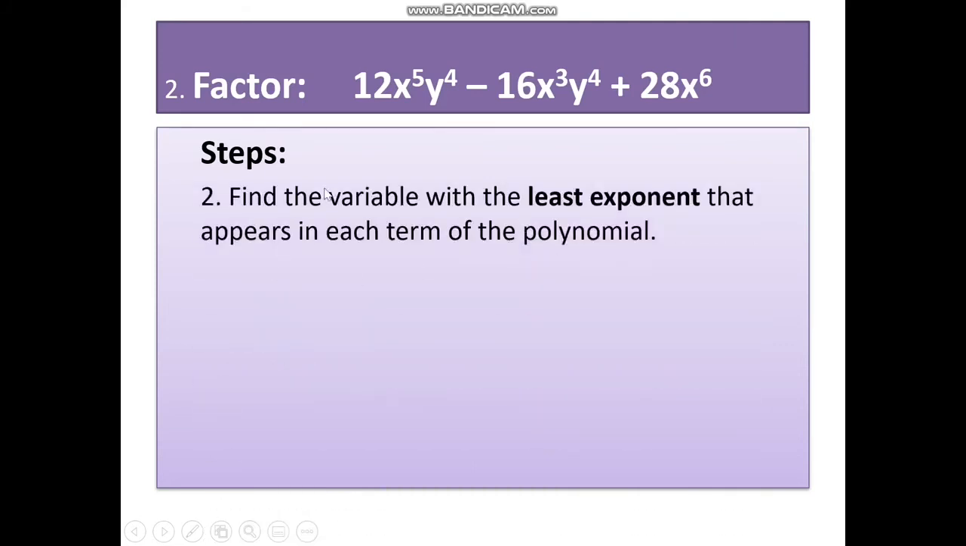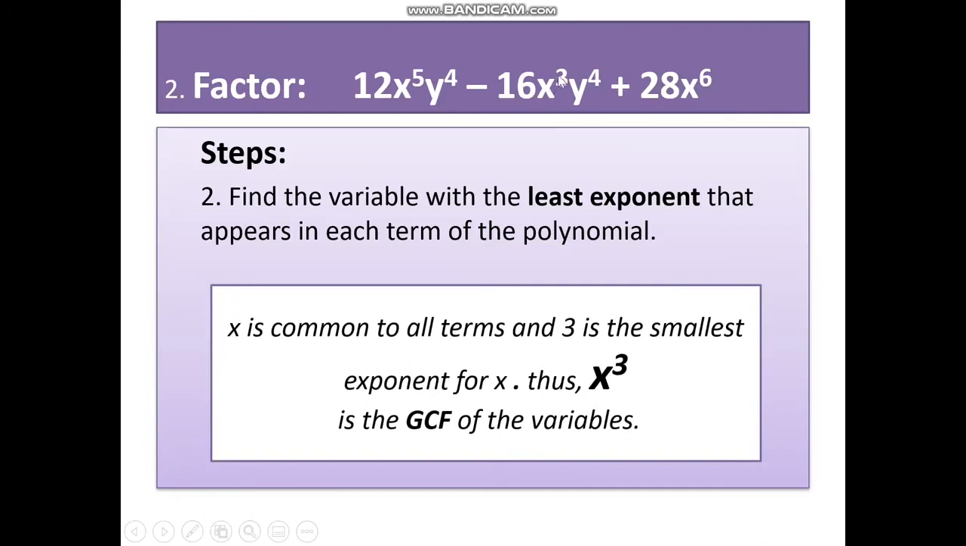In step 2, find the variable with the least exponent that appears in each term of the polynomial. So these are the variables: 12x to the 5th y to the 4th, x cubed y to the 4th, plus x to the 6th. So what is the common variable? The common variable is x. So what is the least exponent? The least exponent is x cubed. So x is common to all terms and 3 is the smallest exponent. Thus, x cubed is the GCF of the variable.